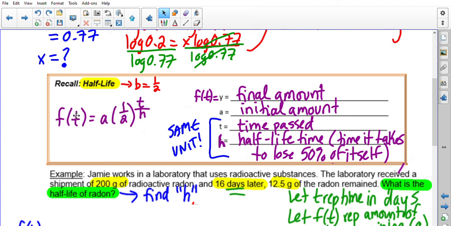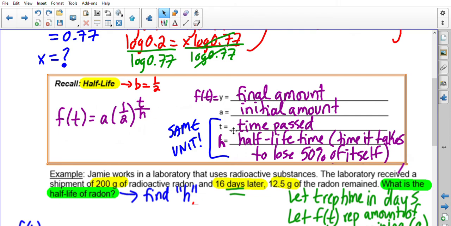So I use f of t. I'm just doing t just so that you can differentiate the two equations. Essentially, t and x are the same thing. So f of t equals a times, and then our b value is 1/2. And then here's the little addition. So you do time divided by h. So t divided by h.